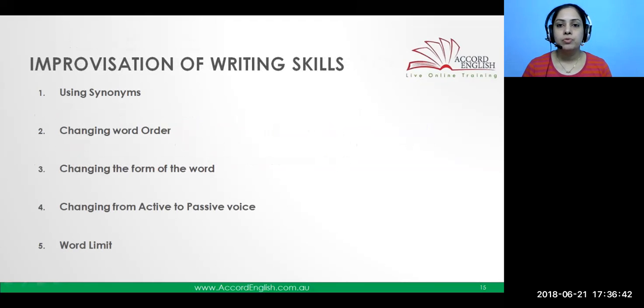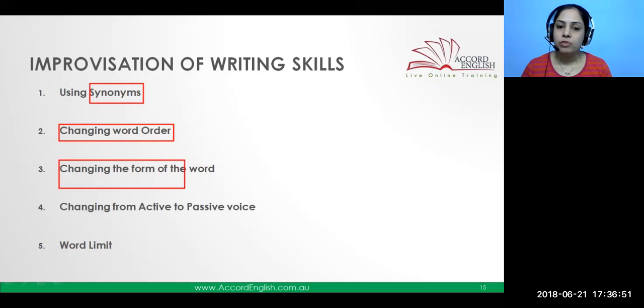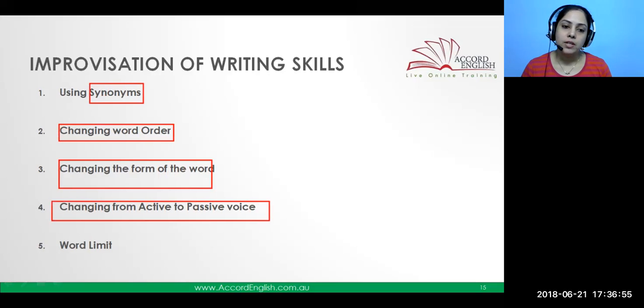So, how to improve your writing skills? By using synonyms, changing word order, changing the form of a word or paraphrasing, changing from active to passive voice, and staying within the word limit.